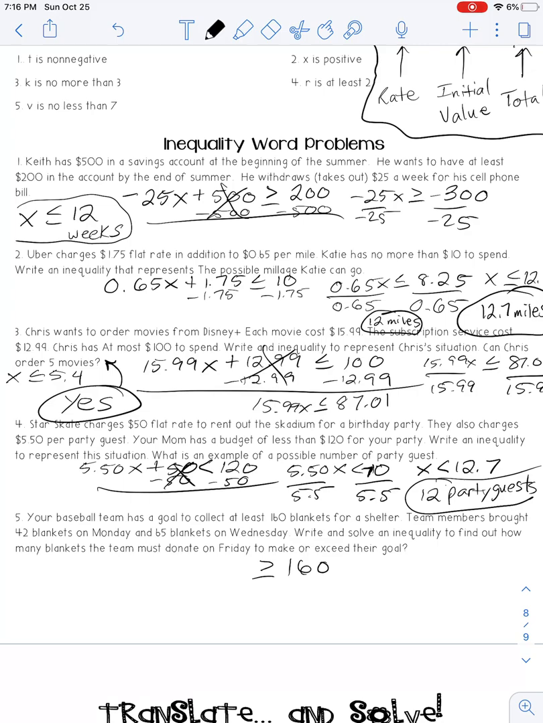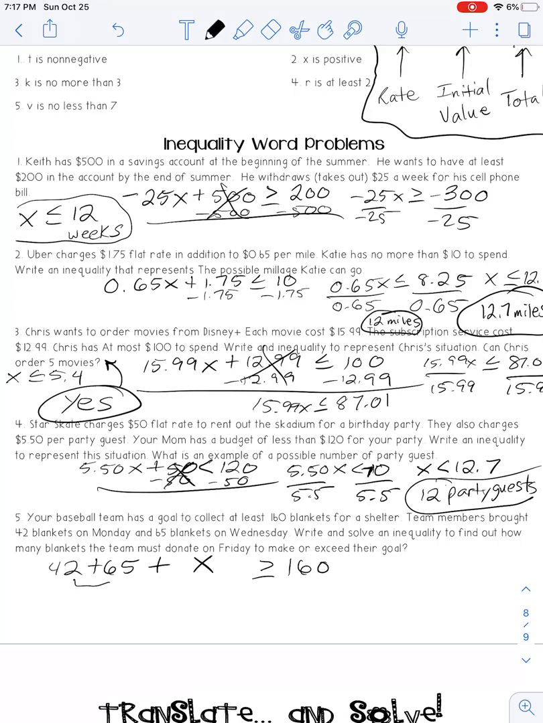Okay. So we've got the total, which is 160. Now there is no rate. So what it's telling us is they brought 42 blankets on Monday, 65 blankets on Wednesday. And then we have blankets to donate on Friday, but we don't really know what that is. So if we don't know what Friday is, it becomes x. All right, so now we've got our inequality.